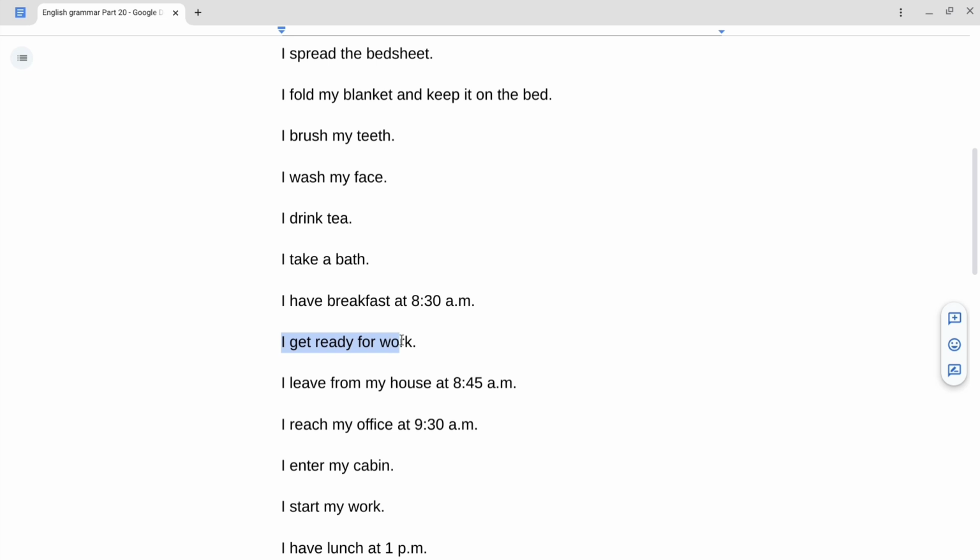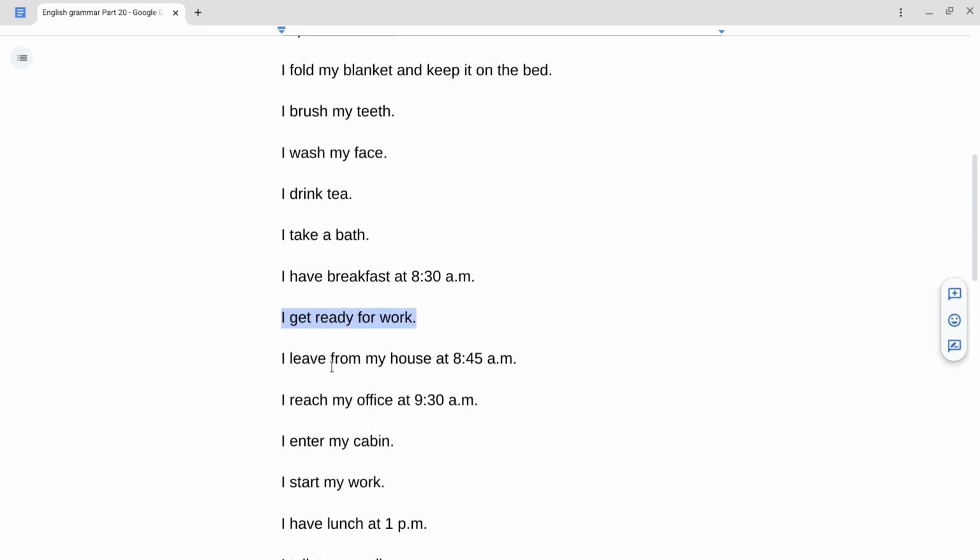What's the next one? I get ready for work. You are someone who is working in a company, so you have to go to your office. Then what do you do after breakfast? I get ready for work. Get ready is the action verb here. You got it? That is the first form of verb. I get ready for work means that is not just today. You do it every single working day. Got it? What comes next? I leave from my house at 8:45 a.m. So once you got ready, what do you do?